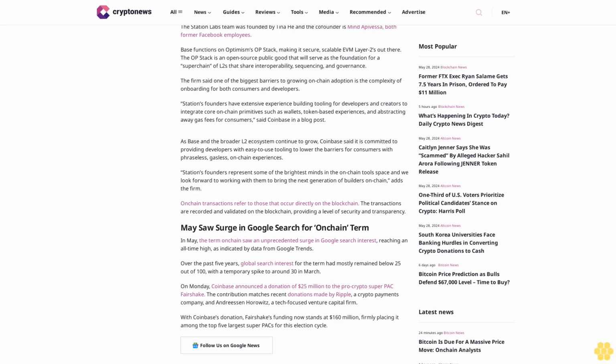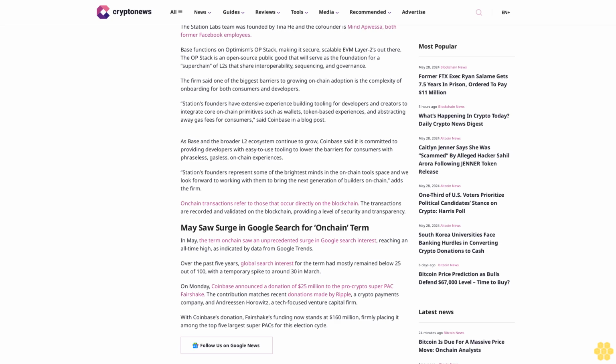May saw a surge in Google search for the on-chain term. In May, the term on-chain saw an unprecedented surge in Google search interest, reaching an all-time high, as indicated by data from Google Trends. Over the past 5 years, global search interest for the term had mostly remained below 25 out of 100, with a temporary spike to around 30 in March.